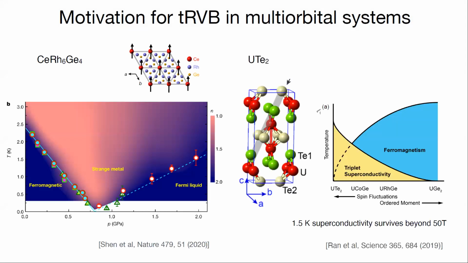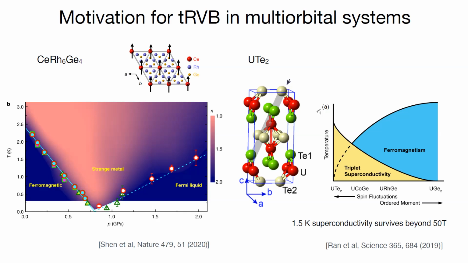So Piers and Yasha actually started thinking about this triplet RVB state because they were collaborating on this experimental paper where there is a quantum critical behavior in a ferromagnetic system that's called Sergei here. And what they needed is some mechanism that does not lead to a first order transition, as you would potentially expect for this system. And they came up with this entanglement due to triplet pairs.